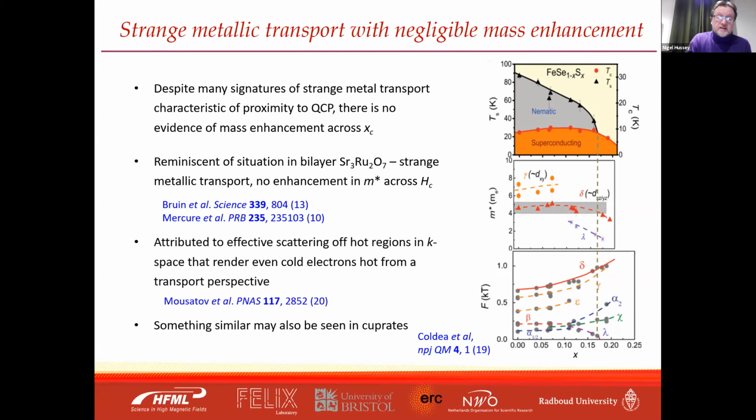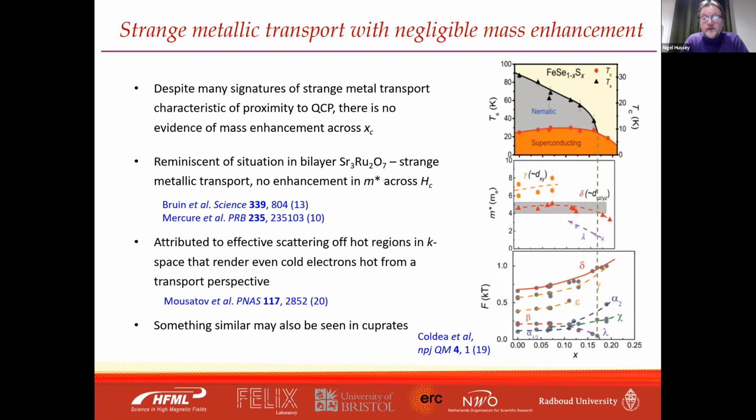And this has recently been explained as due to effective scattering of hot regions in k-space. You have most of the Fermi surface cold, but from a transport perspective, those cold regions are rendered hot by being scattered into these hot regions where, in the ruthenate case, there is a high density of states and therefore a higher proliferation of scattering in and out of those regions. Whether the same model can be applied to iron selenium sulfur still waits to be seen.